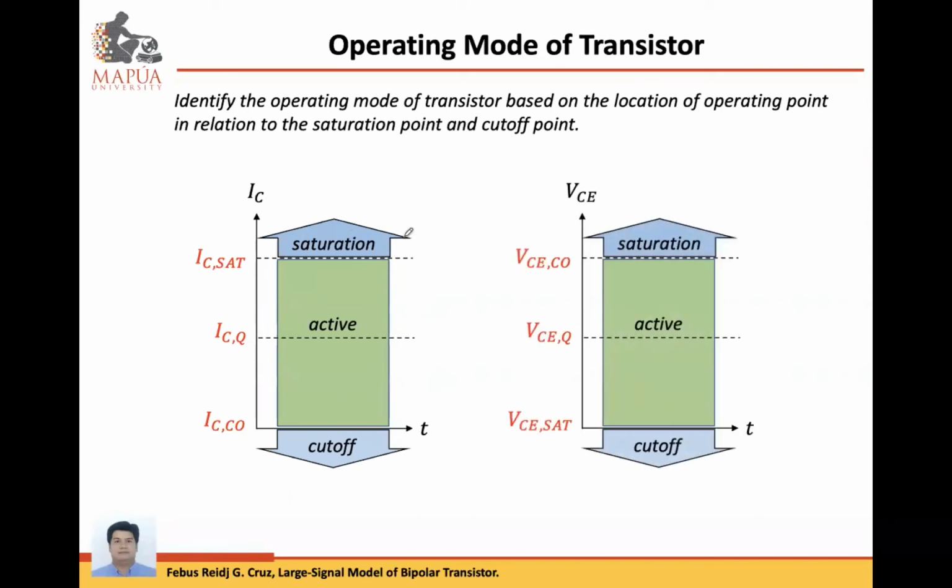Then we can do the same for the VCE, but take note, you have the opposite. For collector current, IC cutoff is 0. For the VCE voltage, VCE sat is the 0 value, and the maximum possible voltage is the VCE cutoff. So again, when the operating VCE or the Q point is a value within the cutoff point and the saturation point, then we can say the transistor is in the active mode of operation.